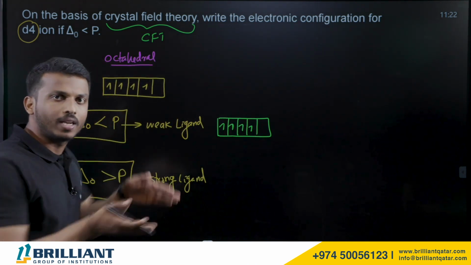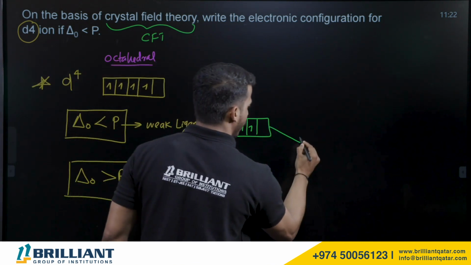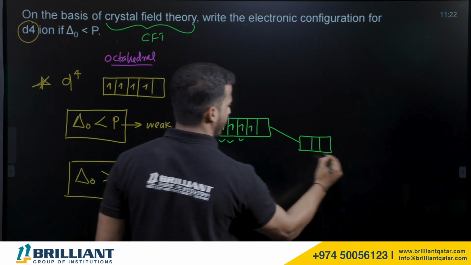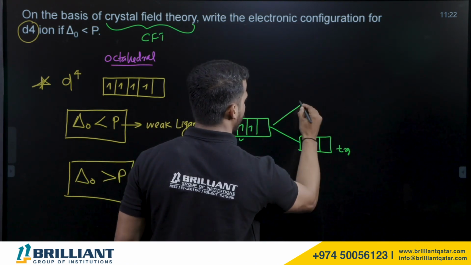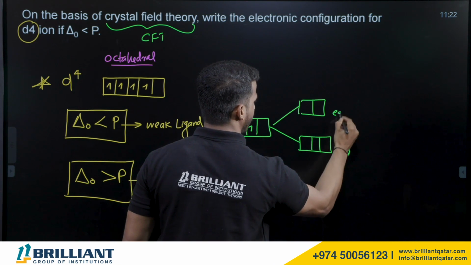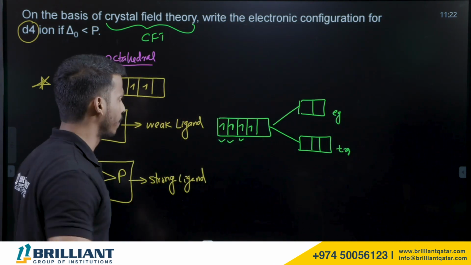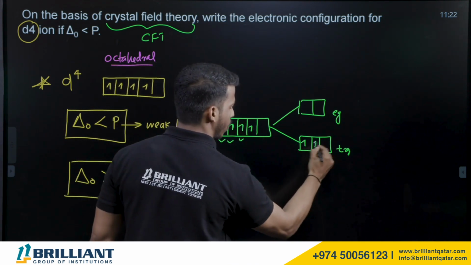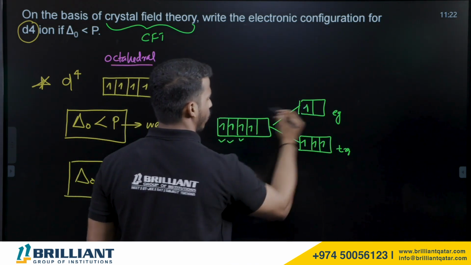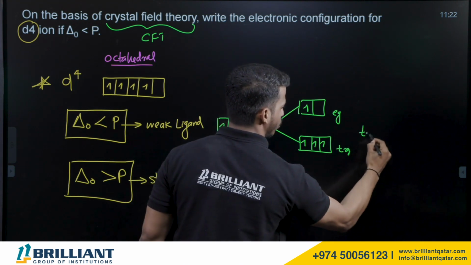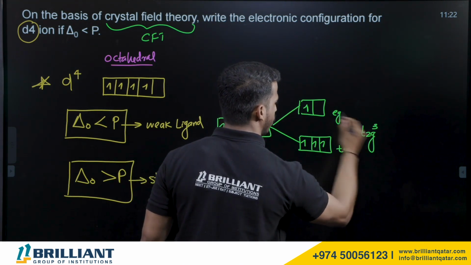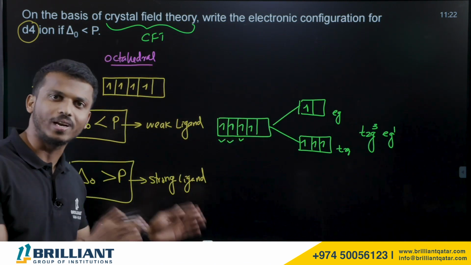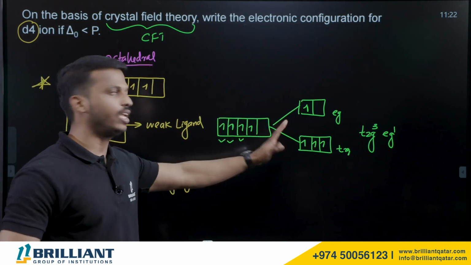And you know the d orbital splits into which levels? The first 3 orbitals you can place below, that is called T2G. The last 2 orbitals up, that is called EG in an octahedral complex. The first 3 orbitals have 3 electrons, and the last 2 orbitals have only 1 electron. So how many electrons in T2G? T2G contains 3 electrons, EG contains just 1 electron. That is the configuration. T2G 3, EG 1.